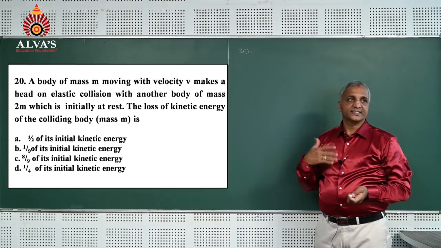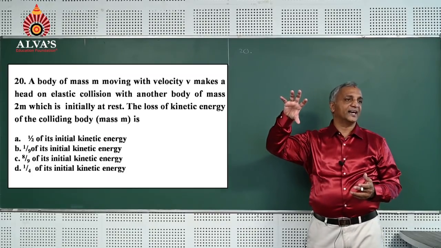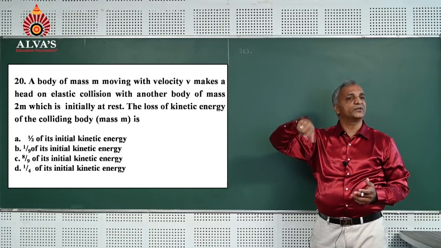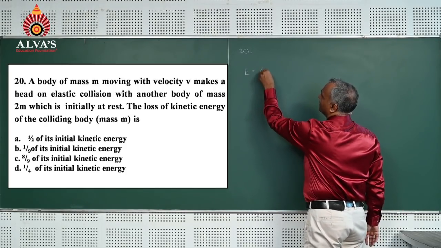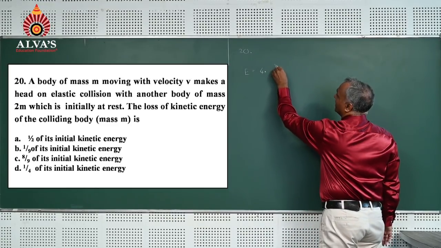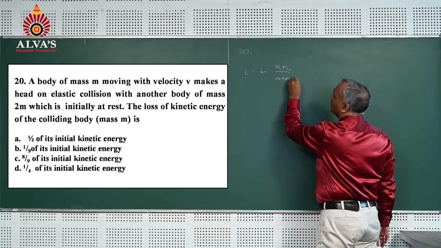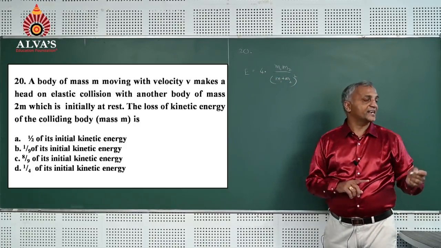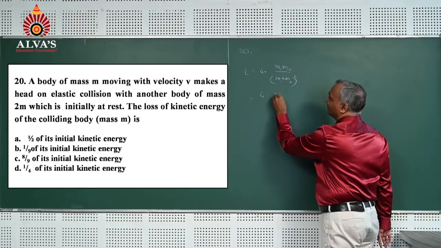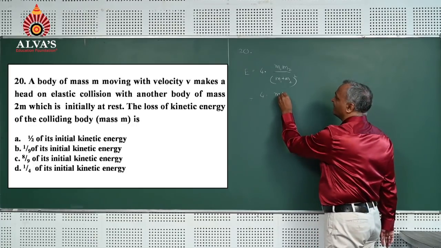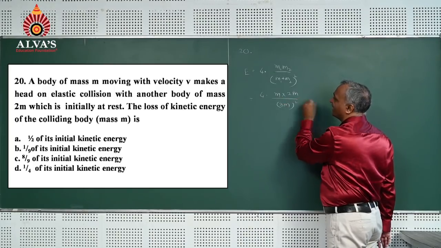In fact, it is an elastic collision. There is no loss in fact, but whenever one collides with the other, energy will be transferred from the first body to the second body, and that energy transfer can be obtained by the formula 4 m1 m2 divided by (m1 plus m2) whole square. So it is 4 into m1, which is m, m2 is given as 2m, so m1 plus m2 is 3m, whole square.